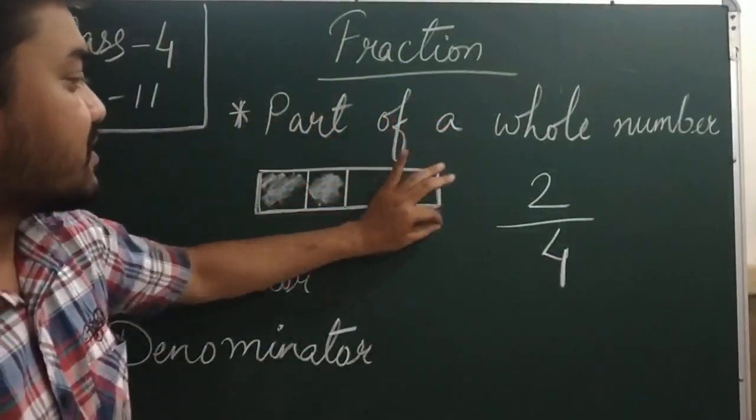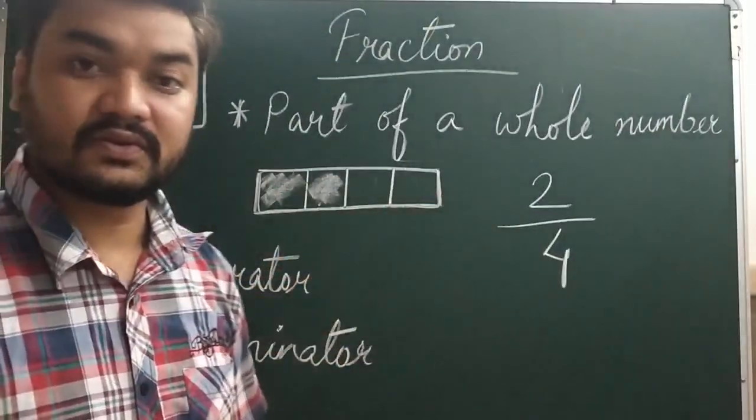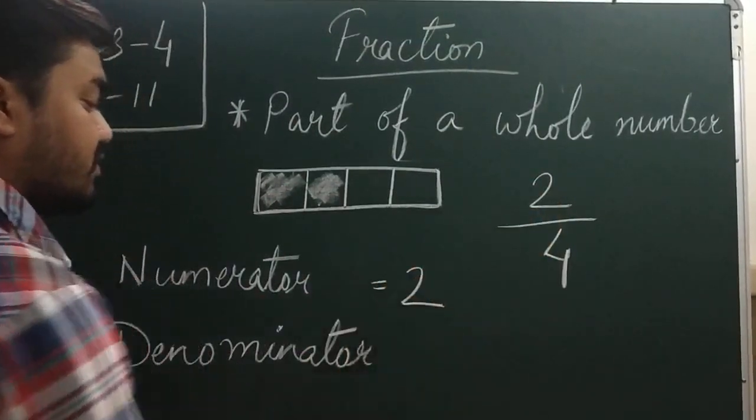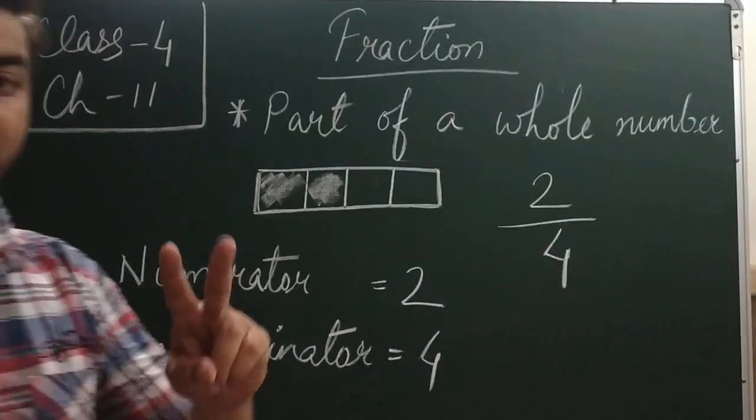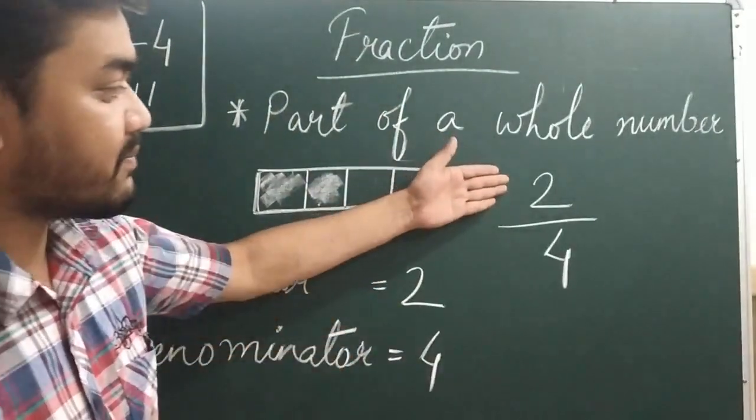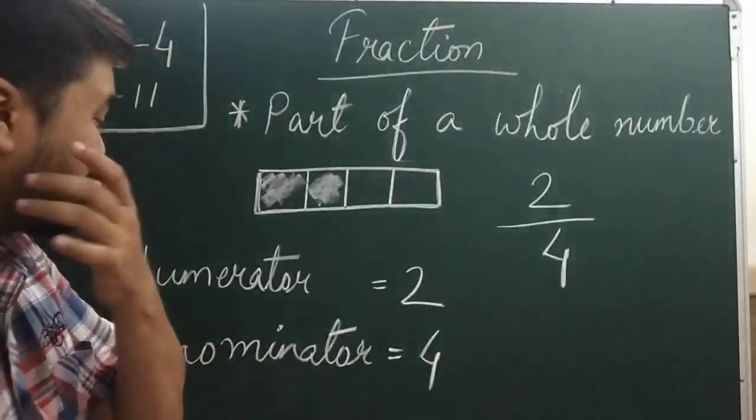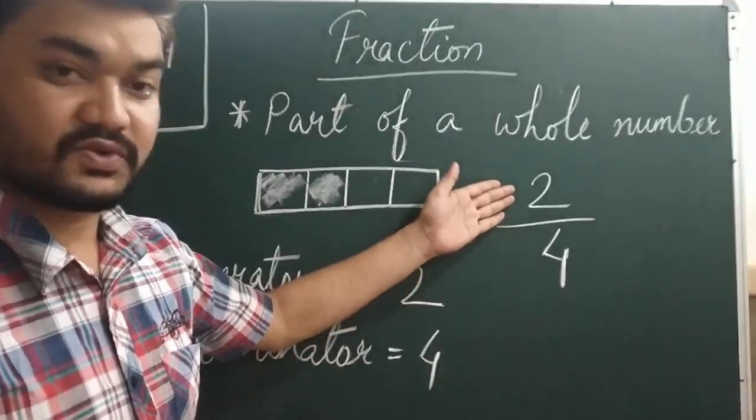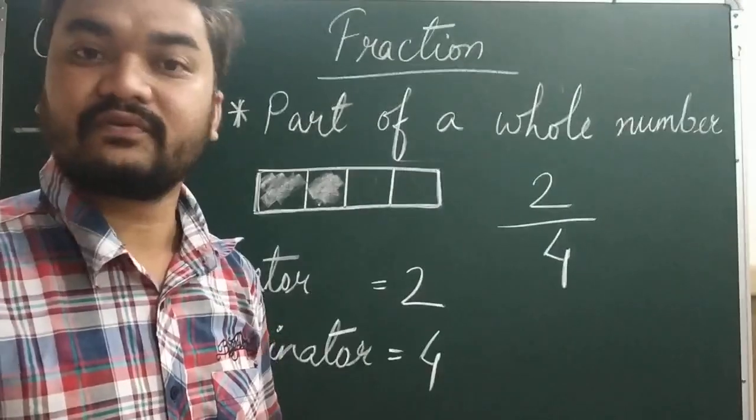This whole part is divided into 4 parts, and the shaded part is 2. So this 2 is called numerator and 4 is called denominator. There are mainly 2 parts in fraction, numerator and denominator. The upper part is called numerator and the lower part is called denominator. So if I ask what is the numerator of this number, it is 2 and denominator is 4. Understood? Next we will see types of fraction.